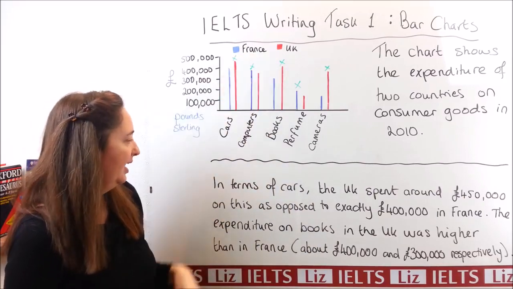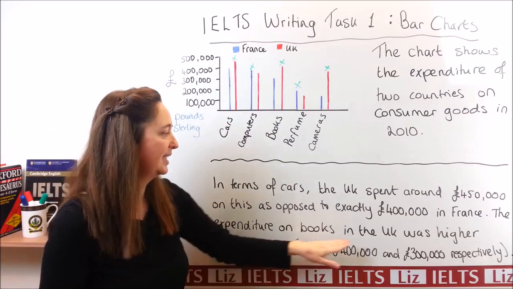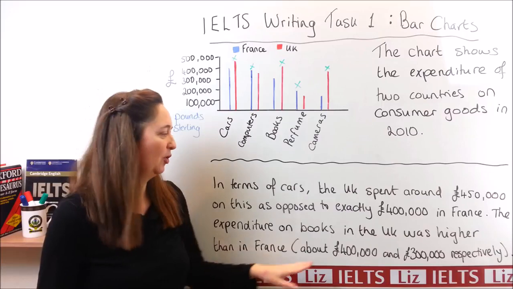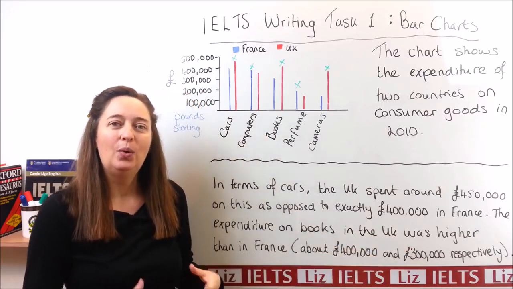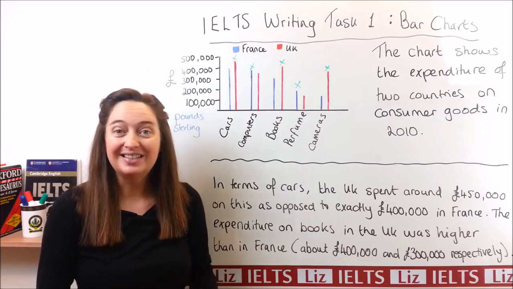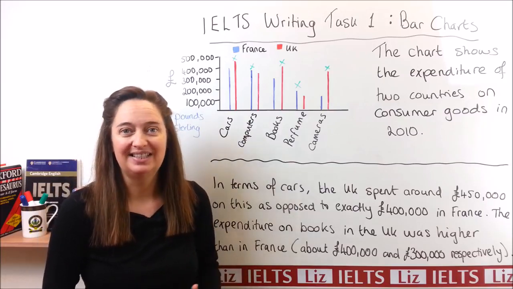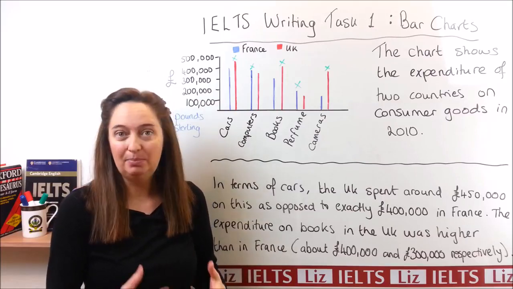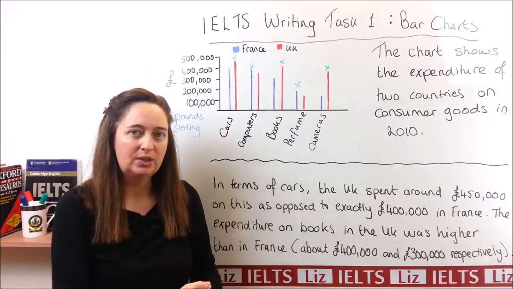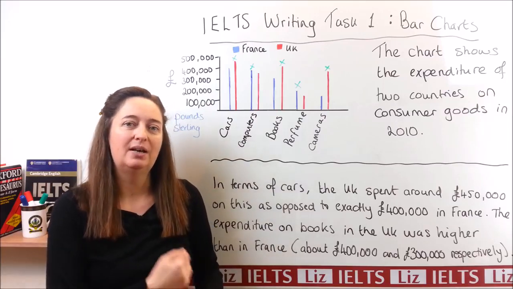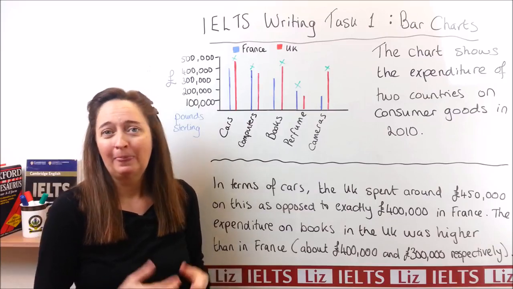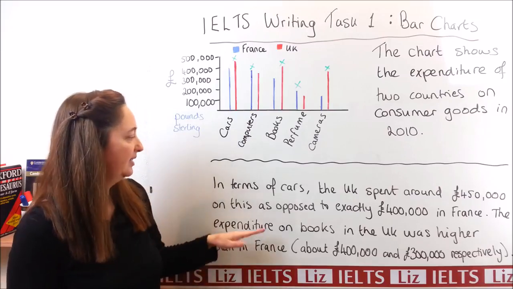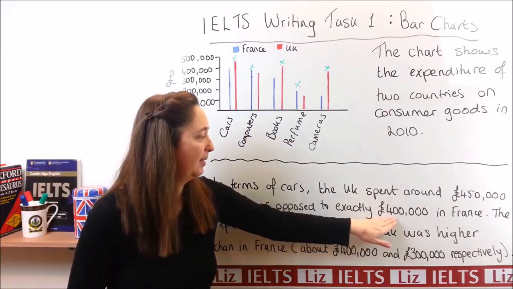That's this one here. And it says that the expenditure on books in the UK was higher than in France. So we've got another comparative. When you have a comparative like that, you still need to give the numbers, the data. You cannot miss the data. If your sentences in the body paragraph are not supported by data, you will get about band score 5 for task achievement. So that's another problem. So please avoid that and always support your sentences with the numbers.